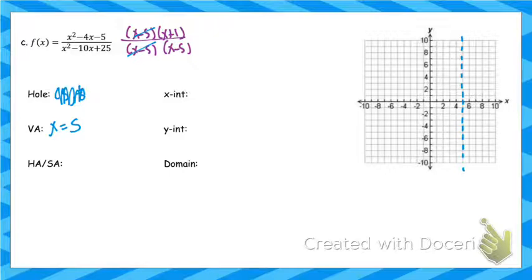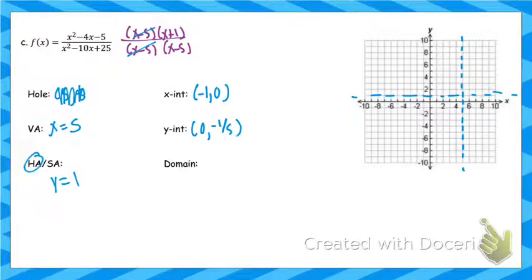All right, now let's go ahead and finish this for all the same parts. Horizontal asymptote, same degree, divide the leading coefficients. X-intercept, set the top equal to 0. Y-intercept, plug in 0 for your x's. So I've got (0, -1/5) and (-1, 0).